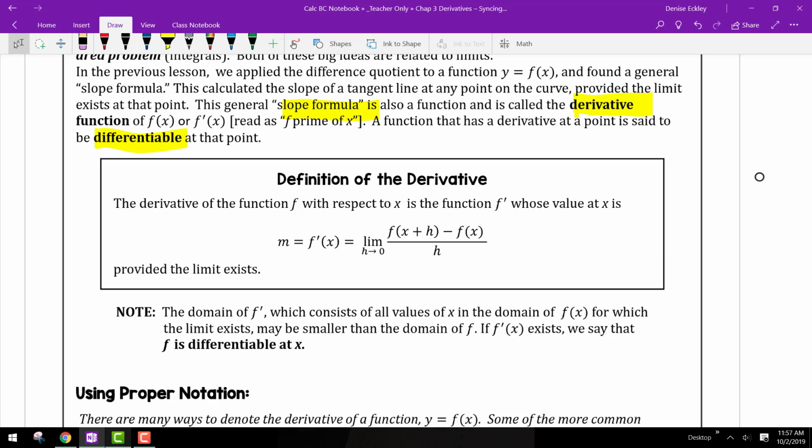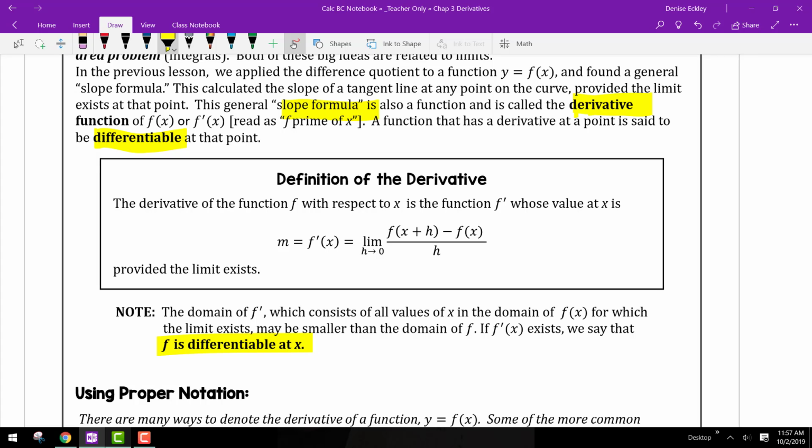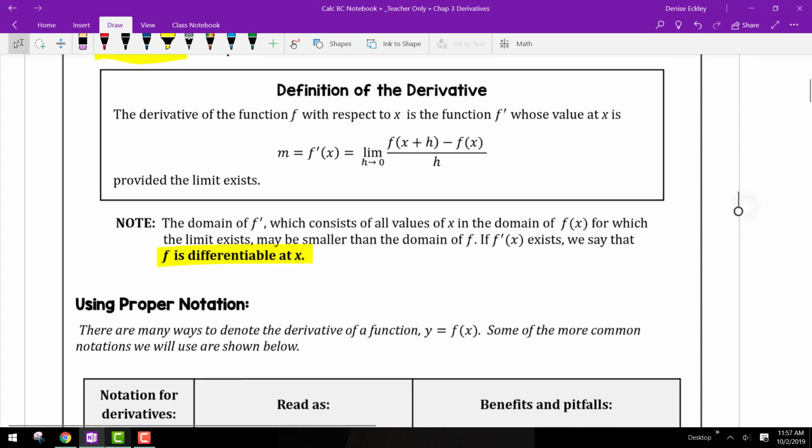Now I have a little note here. The domain of f prime consists of all of the x values in the domain of f of x where the limit exists. It could be smaller than the domain of f because it's possible there are points in the domain of f where there is no derivative. So if f prime of x exists, we say that f is differentiable at that point.